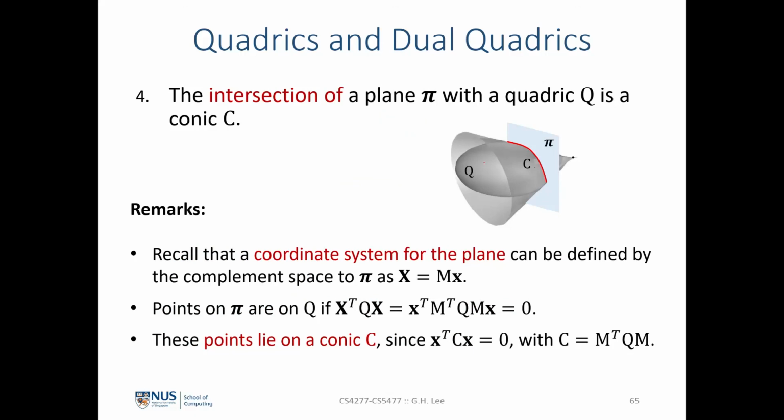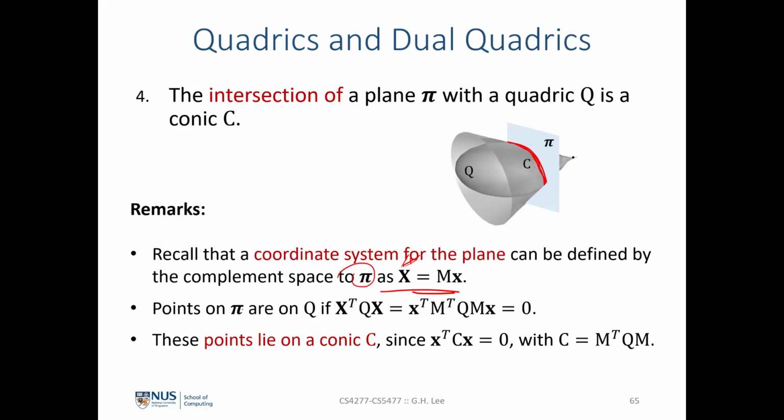We can see that this is a quadric surface defined by Q, and the intersection with a plane over here gives us this contour, which is exactly a conic section. Recall that the coordinate system for the plane can be defined as the complement space given by this M here, where pi is the right null space of M, and then x is a linear combination of the columns of M that gives any point that lies on pi, as we have seen earlier.